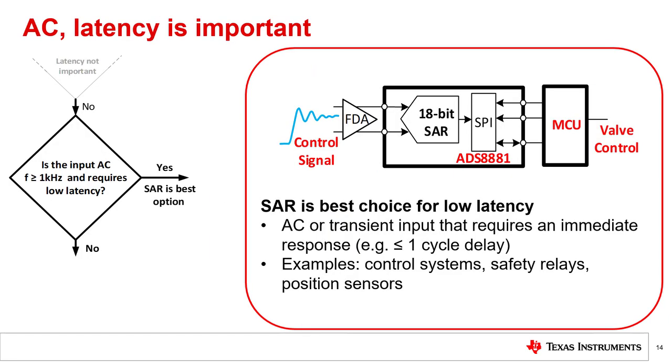In applications where both wide bandwidth and low latency are required, the SAR converter is the best choice. Some examples where low latency is required include control systems, safety relays, and position sensors. Basically, any application where an immediate response is required for digitized input signals should use a SAR.